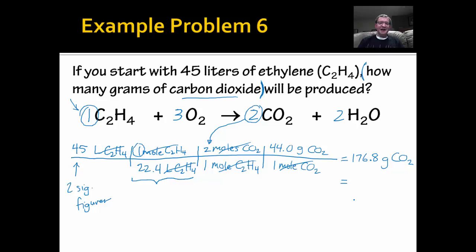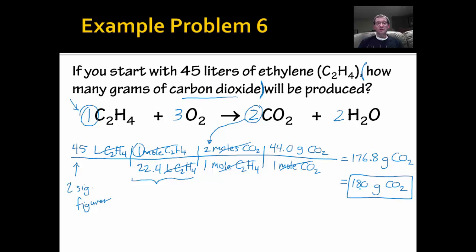How would we do that? How would you make 176.8 have just 2 significant figures? Hopefully you look at that and you say you could round it off to 180 grams of CO2. And as long as you don't put a decimal point in there, which you shouldn't anyway, because you're rounding to the nearest tens place, that would have 2 significant figures, 180 grams of CO2. So for every 45 liters of ethylene you put in, you would get 180 grams of CO2 out.